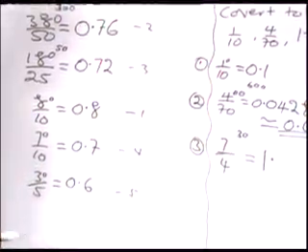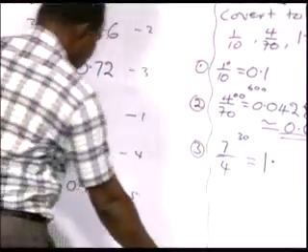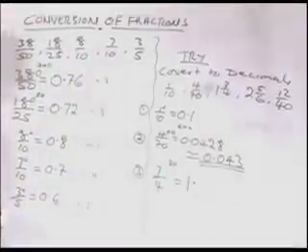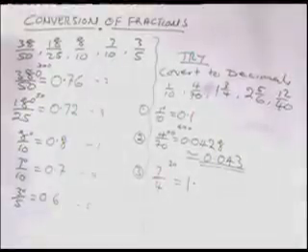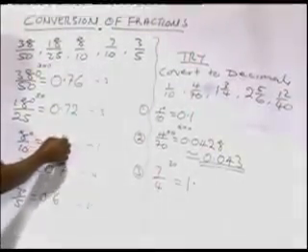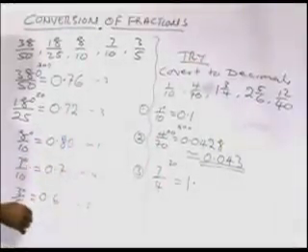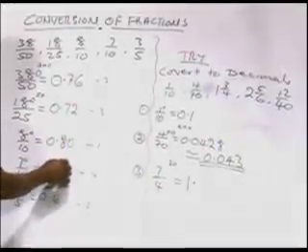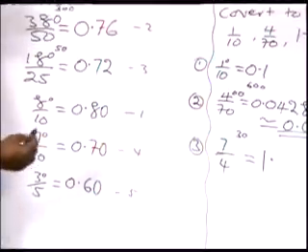And we did explain that although we have 0.8, 0.7, and 0.6, they are the same thing. If you want to make them two decimal places, it's the same thing as 0.80, 0.70, and 0.60. They are all the same thing.